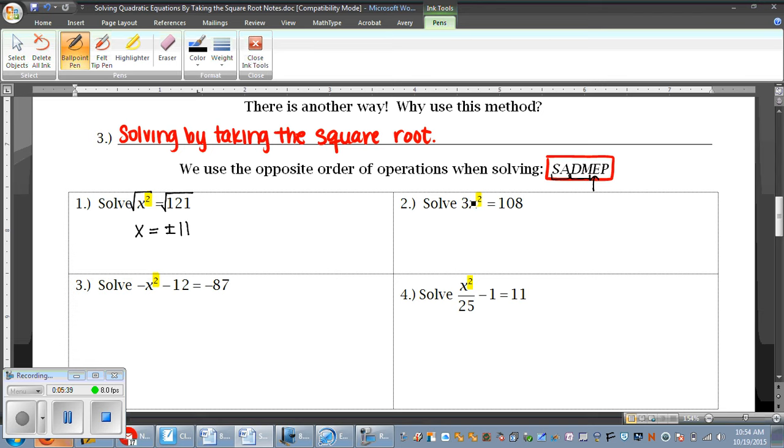If I do the same thing on number 2, I work backwards through PEMDAS, so I add or subtract first, but this problem doesn't have that. Then I multiply or divide. I'm going to divide by 3. I take care of the exponent by taking the square root of both sides, and I remember to put a plus or minus on my answer. When we're solving, we also want to go back and make sure that we put the answer in brackets.